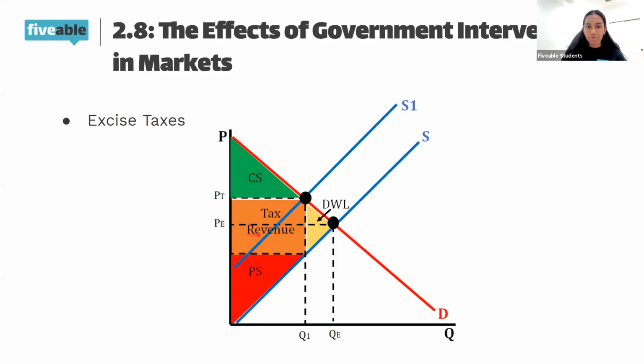And then same for producers. Whatever is below the equilibrium price, and it's still in that tax revenue box, is what producers have to pay of the tax. So that vertical distance would be the actual per unit tax that producers have to pay, but the overall taxes that producers have to pay would be that vertical distance multiplied by the Q1.